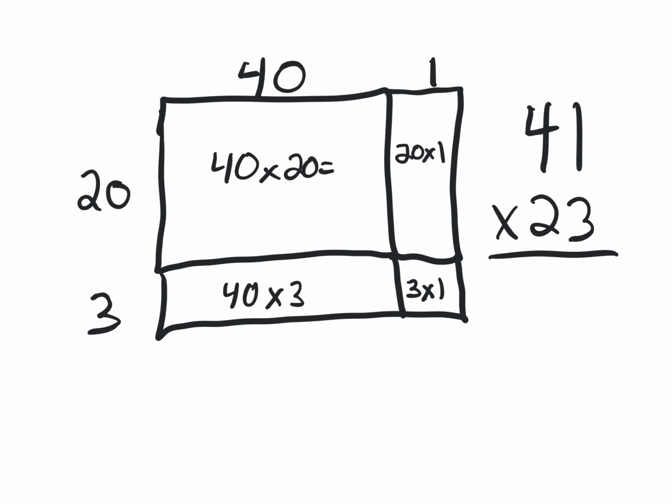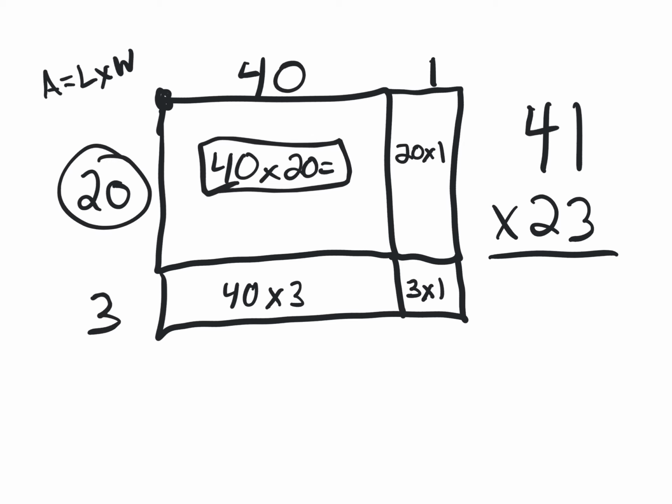Now, if you're looking at this and you have no idea how I just came up with those problems, remember, it's an area model. And the formula for area is length times width. One side times another side that is connected. So the reason this is in here is because this side is the length or width, and this side is the length or width.